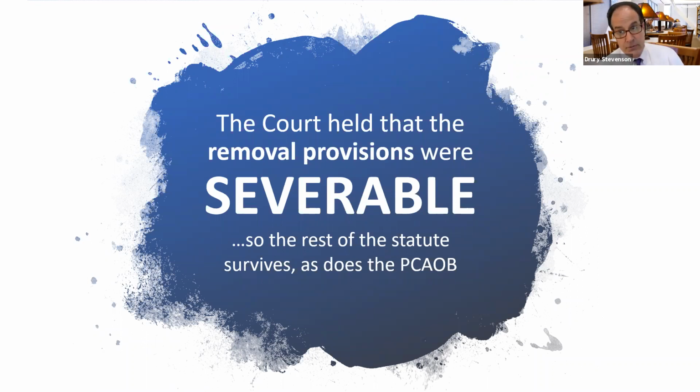And for my statutory interpretation class, please keep in mind that we brought this up a little bit in the first part of the semester. Severability is a big issue in statutory interpretation. It kind of ties in with the avoidance canon: if there's part of the statute that's unconstitutional, then the court has to answer the question of, do we throw out the whole statute, or can we save the rest of the statute? So in this case, the Supreme Court held that the rest of the statute survives, as does the PCAOB, except the president has to be able to remove the members directly.